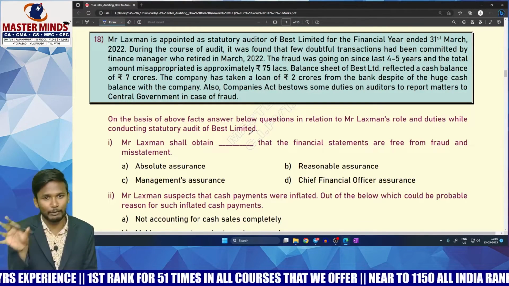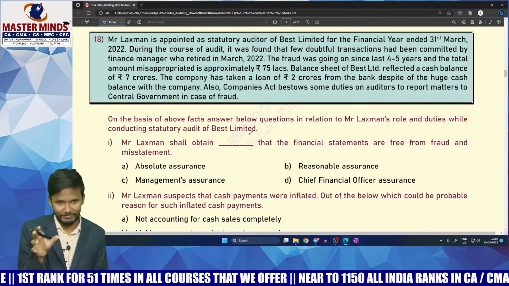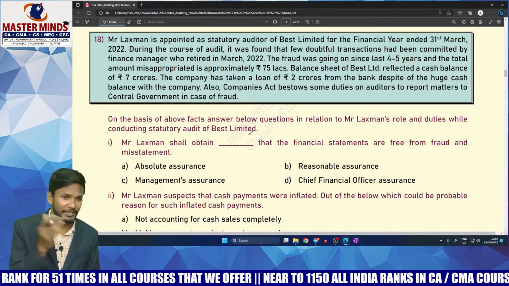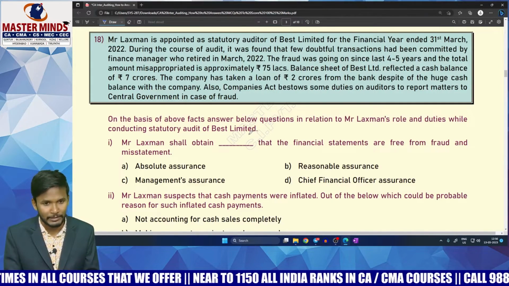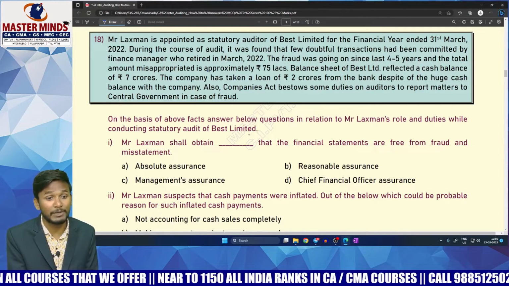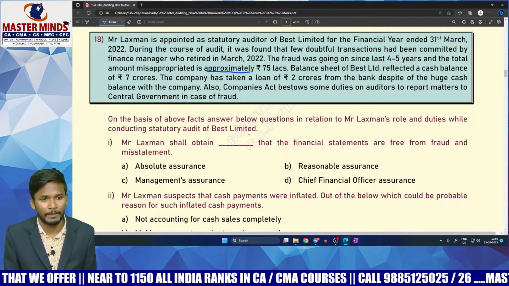So the entire case study is about a cash of 7 crores, a loan of 2 crores, and a finance manager involved in fraudulent activities for the last 4 to 5 years. The amount is approximately 75 lakh rupees. That is the entire discussion they are doing. They are telling 75 lakhs is the approximate amount. That means I can say it is a suspected fraud, sir. Suspected fraud. Remember that? Yes.